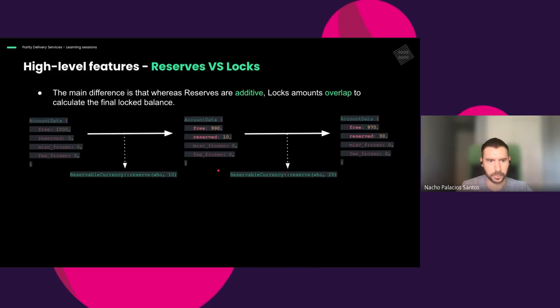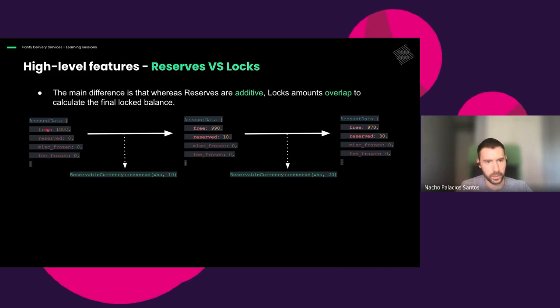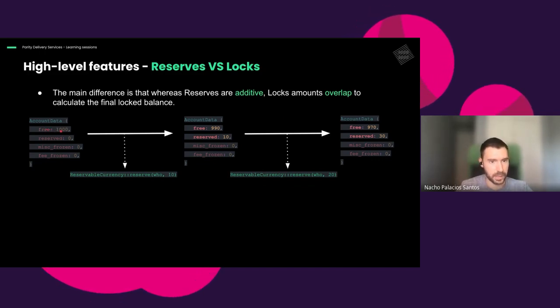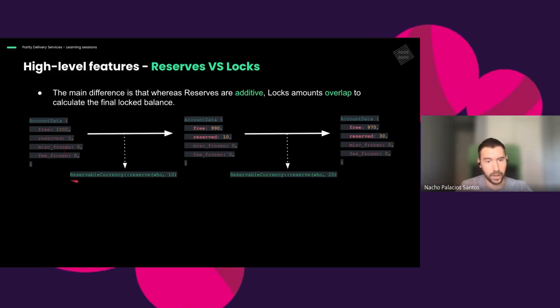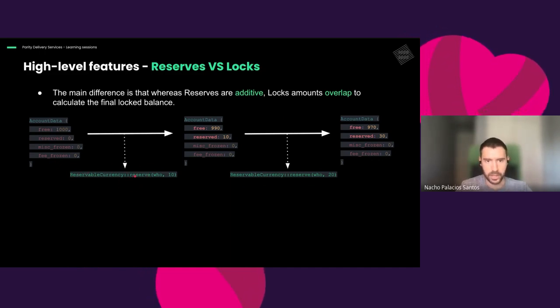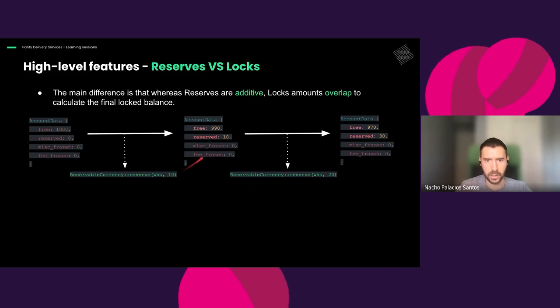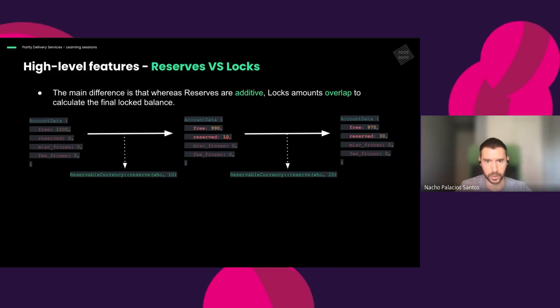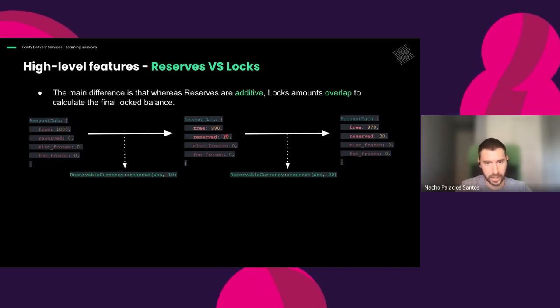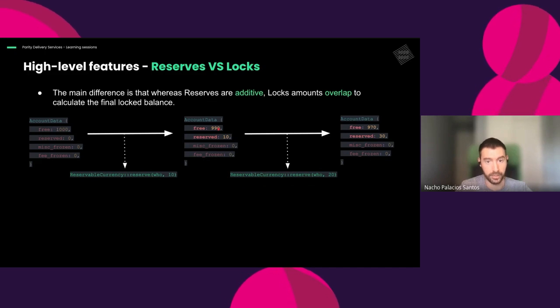Let's see an example. So we have here an initial state where an account data associated to an account ID has a free balance of 1,000 tokens, and the rest of values are 0, no reserve, no frozen. Then another pallet, through the reservable currency trait, executes the reserve method, saying, I want to reserve 10 tokens. Therefore, remember, total amount is free plus reserve. So what will happen is we reserve 10 tokens and we reduce it from the free tokens, so they are not really available to use.